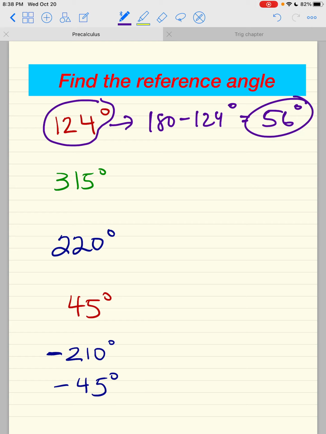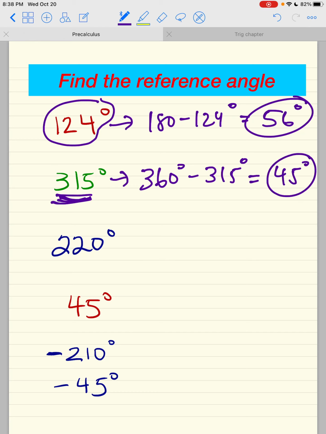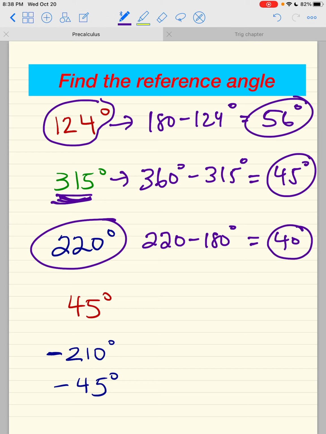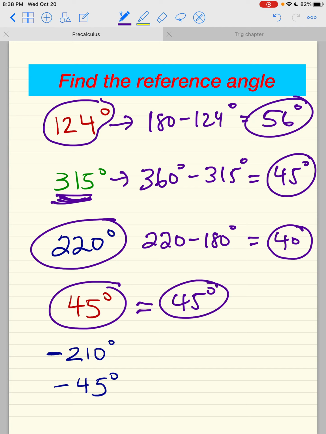That's your reference angle. How do I get this number, this large number, below 90? Well, 360. That's in the fourth quadrant. That's how you do fourth quadrant. Now it's below. How do I get 220? Well, 270? Nope. Never in your life use 270. How about if I do 220 minus 180? Great. That's 40 degrees. 45 degrees is already a reference angle because it's already below 90. Now you got all of these numbers below 90.